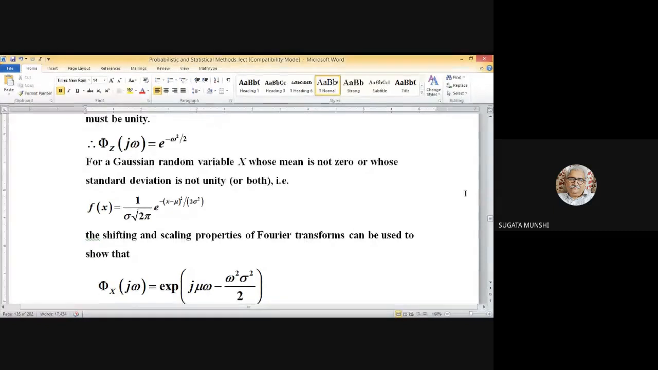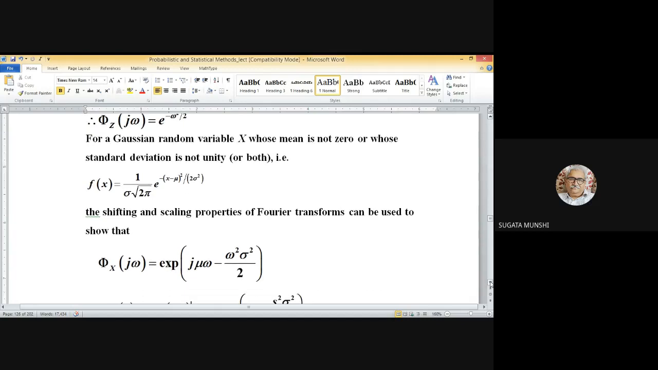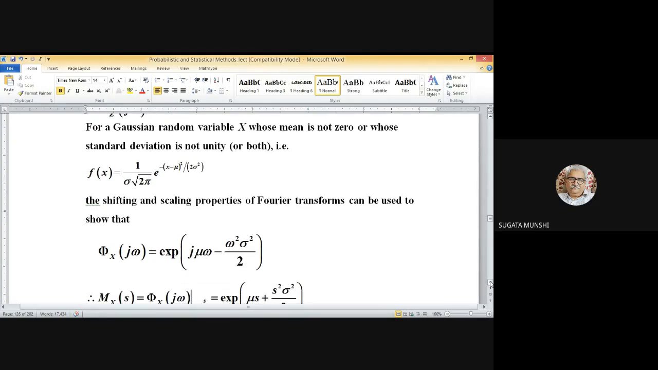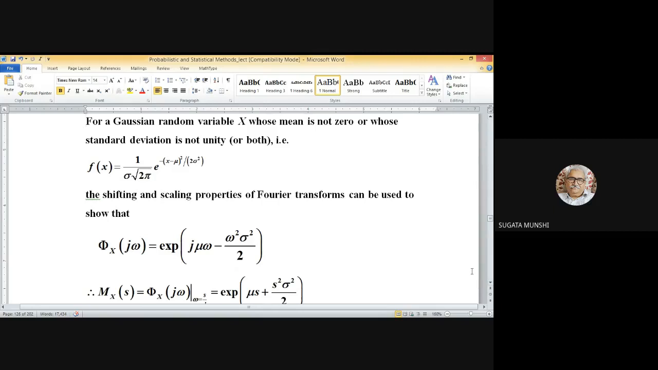So that will be phi x j omega. You may check. And M x s is obtained simply by replacing omega with s by j in the expression for phi x j omega. So that is the nature, e to the power mu s plus sigma square s square by 2.